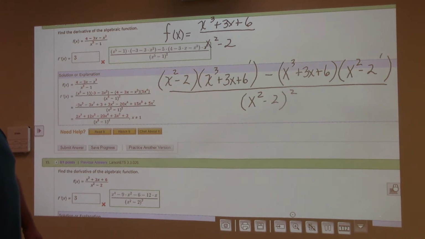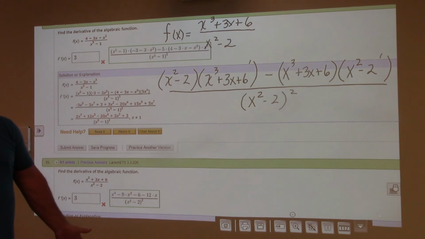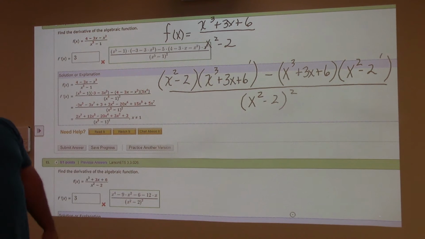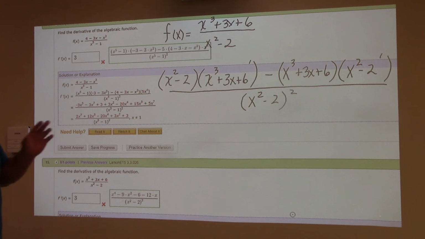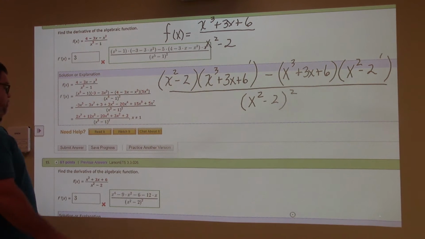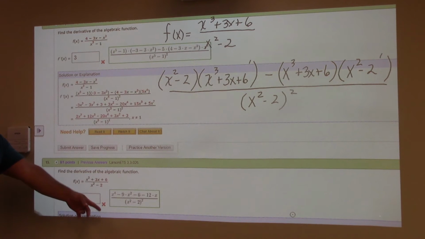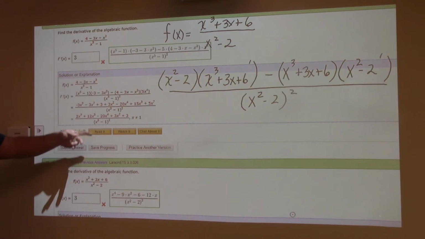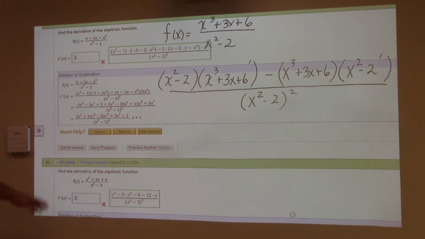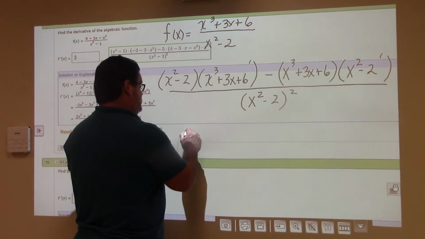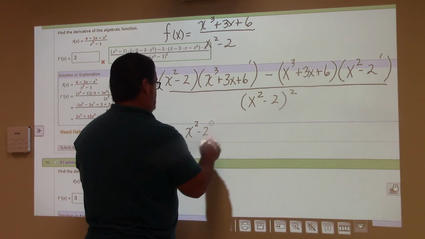Now right now, x cannot equal the square root of 2, right? Because if you plugged in the square root of 2, what would you get? 0. So you can't do the square root of 2, so you need to put that in some of your answers. Don't put it in all of your answers, just some of them. They didn't put it in this answer, but they put it in this one. Oh, they had it in the solution. Okay. So, x squared minus 2.